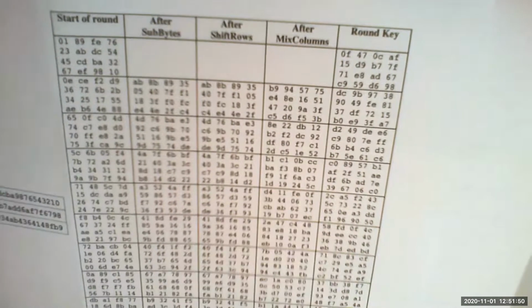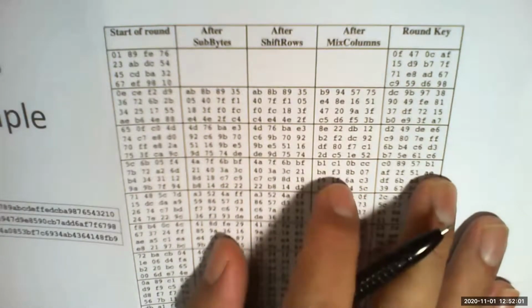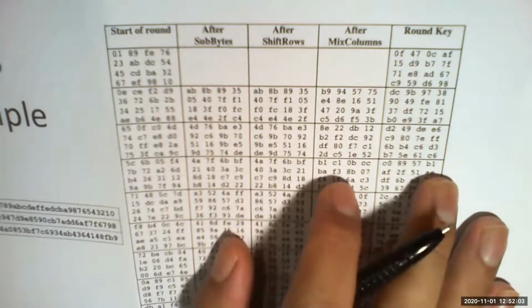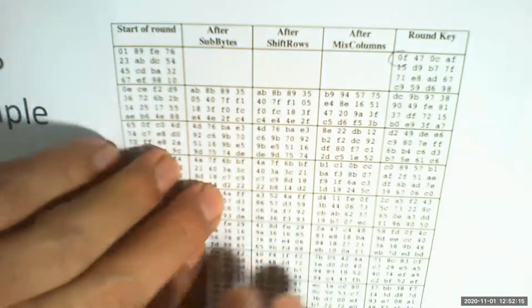Concentrate, please. This is very important. Encryption is all about calculations, mathematics and calculations. So make sure that you understand the stages here. The first one is the round key. Here we have, for example, 0f. I think you see it. Let me return the lamp back.